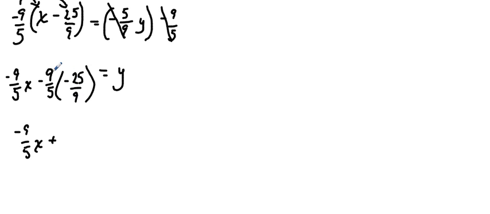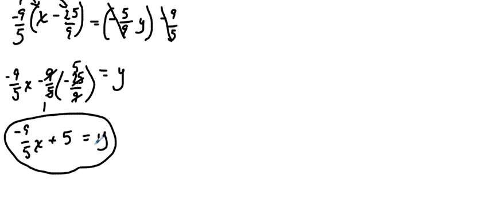9 divided by 9 is 1, so we can cross out that 9 and cross out that 9. 25 divided by 5, 5 goes into 25 5 times, so that becomes a 1, that becomes a 5, so we are just left with 5. And that is our answer, negative 9 over 5x plus 5.